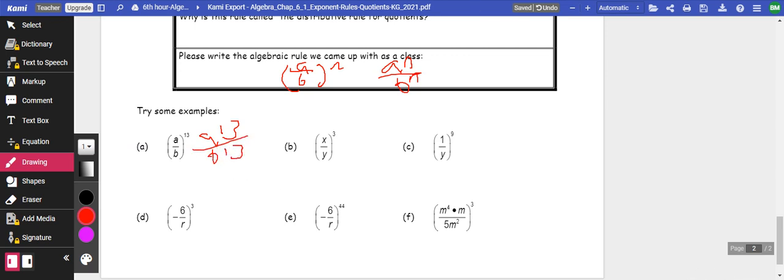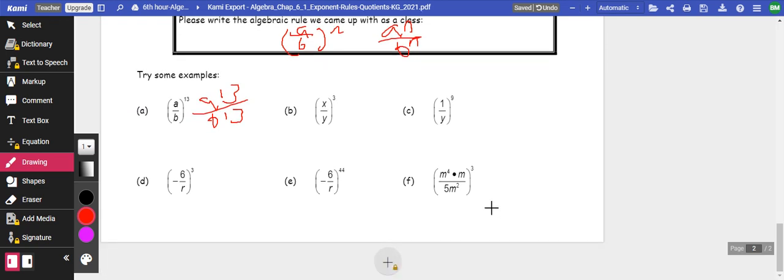And then for F. Okay, there's a lot of stuff going on. We're actually going to do all the rules. First, we've got the product rule in here. So we're going to change this to m to the fifth because we had to add those together, over 5m squared to the third. Now we're going to do the next step. M to the fifth over m to the second. We're going to subtract these, and we're going to get m to the third over 5.